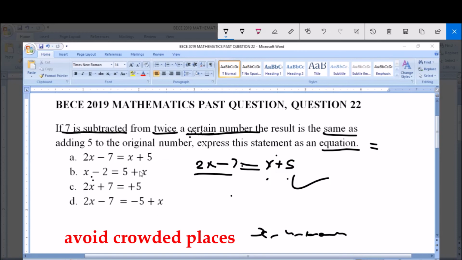From this you see that A corresponds with our answer: 2x minus 7 is equal to x plus 5. That is twice the number x, minus 7, is the same as adding 5 to this original number x. So you see, A is our answer: 2x minus 7 is equal to x plus 5.